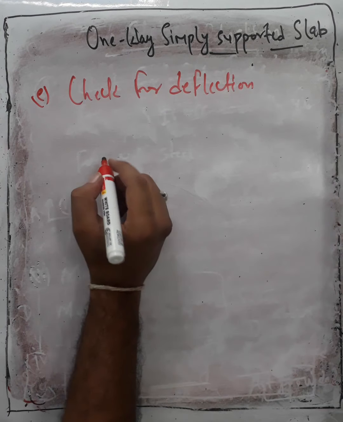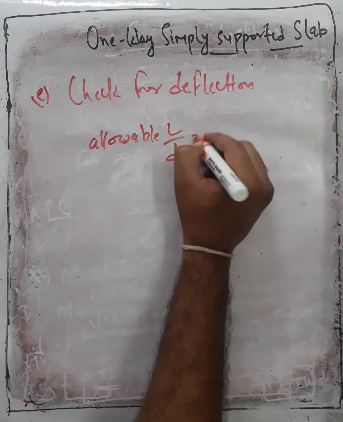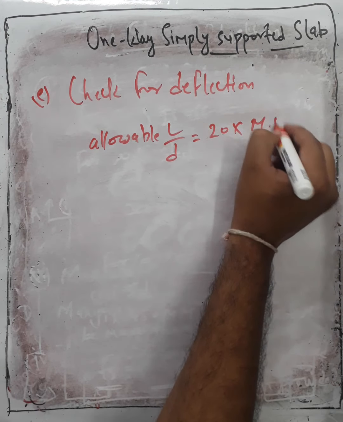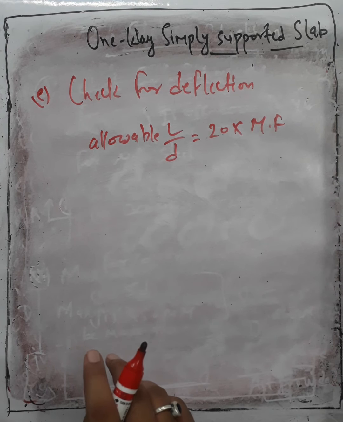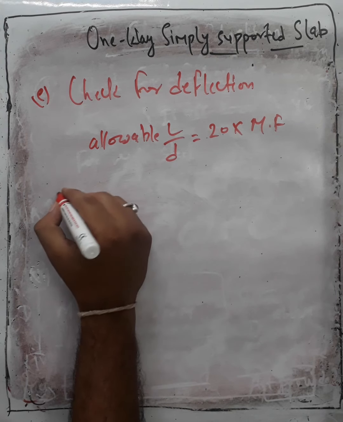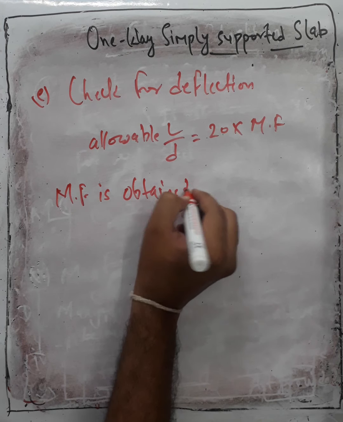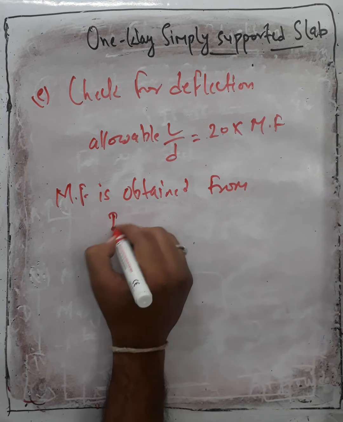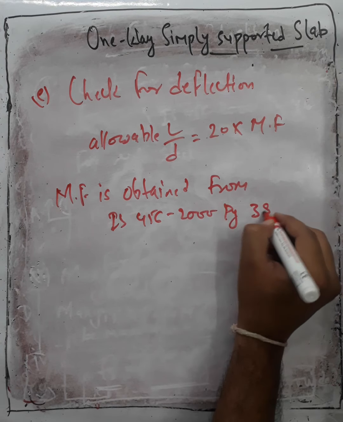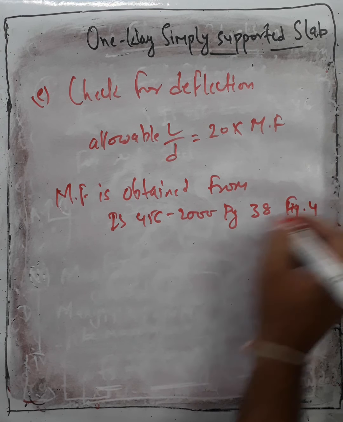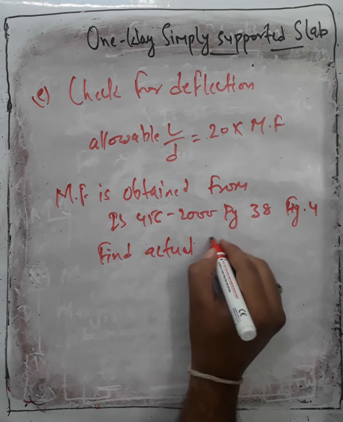We know that the allowable L by D ratio is 20 into modification factor. MF is obtained from IS 456 2000, page number 38 and figure number 4. Now we have to find the actual L by D.